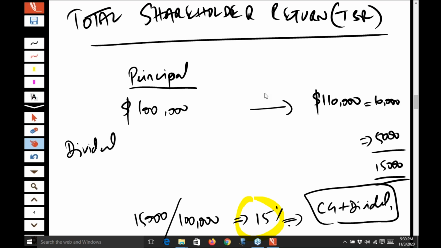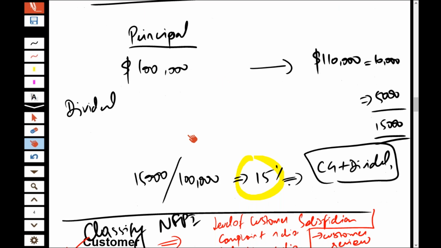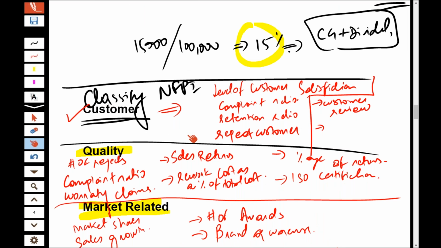Okay, now let's move a bit forward and discuss further. So we have got this. Now, important thing is that what are the non-financial performance indicators that we can always use?